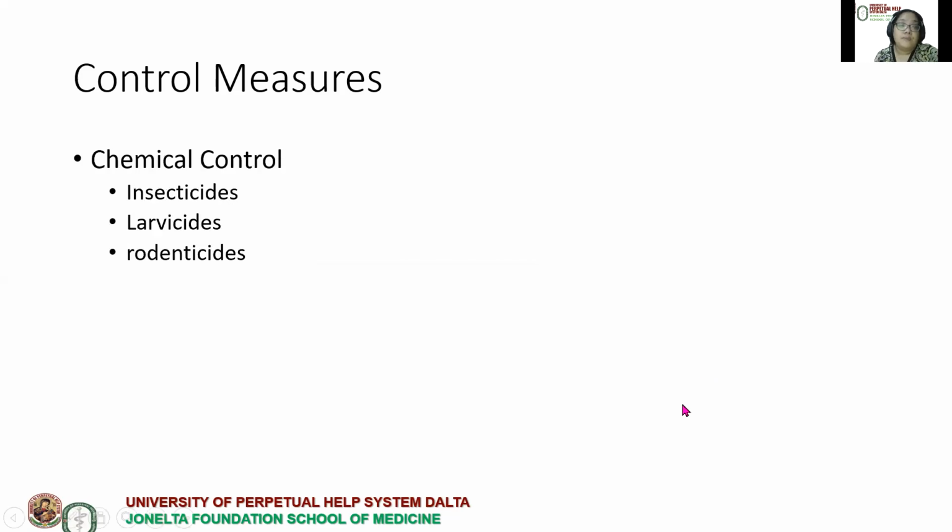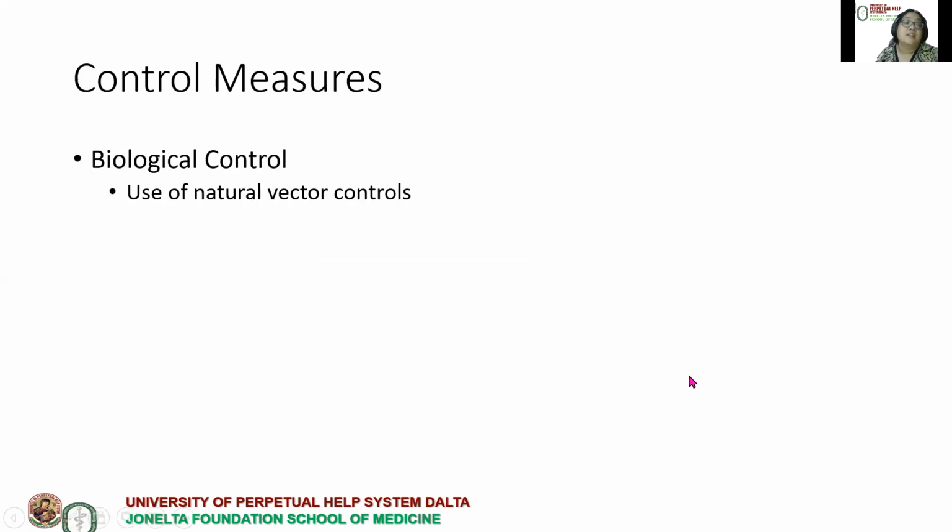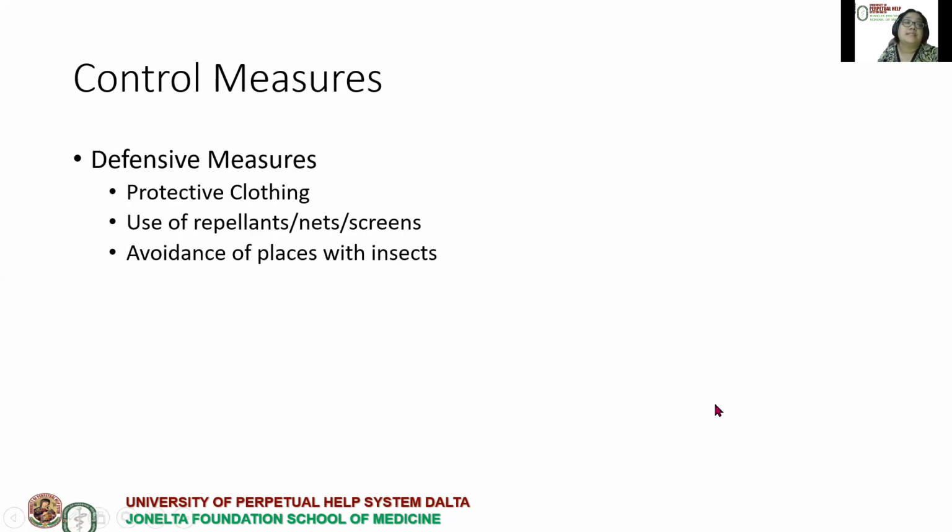Chemical control would be to use the insecticides, larvicides, and rodenticides. Biological control would be the use of natural vector controls. For example, unleashing a cat on a rat population because they are natural predators of rats. And they can be further classified into defensive measures and offensive measures.